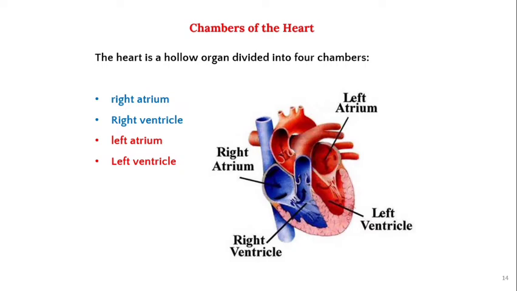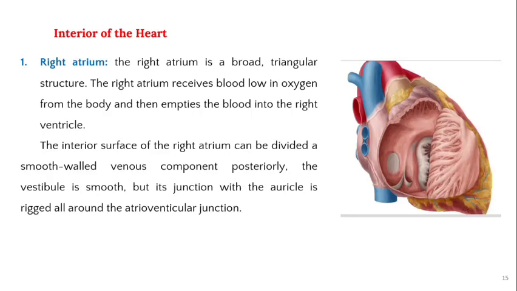The heart is a hollow organ divided into 4 chambers: the right atrium, right ventricle, left atrium, and the left ventricle, as you can see in the picture. First is the right atrium. The right atrium is a broad, triangular structure. It receives blood low in oxygen from the body and then empties the blood into the right ventricle.